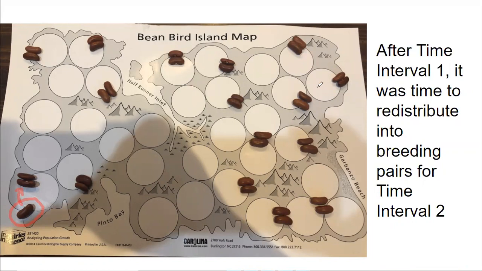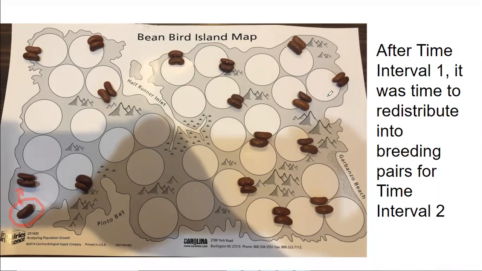So remember, your lab actually tells you how to apply the death rate. So once I applied the death rate, a bird died and you have to remove it from the population. So whoever this guy's mate was, it died. So that's why I just made this one the helper. Okay. So it says after time interval 1, it was time to redistribute into breeding pairs for time interval 2. So this is time interval 2. You would be on like the third row of the chart.